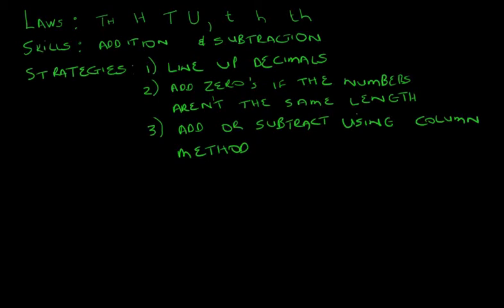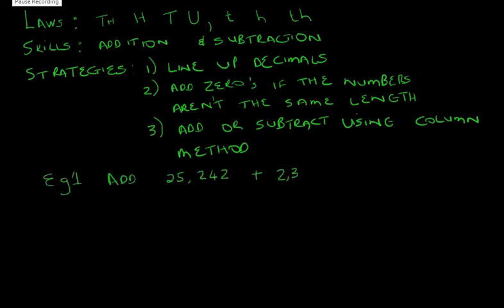So when we add or subtract decimals, the first thing that we'd like to do is line up the decimals. The second thing we are going to do, to prevent confusion when we are adding and subtracting, is add zeros if the numbers aren't the same length. It won't make a difference to your number if it's after the decimal point. And the third thing we are going to do is add or subtract using the column method. Let's have a look at an example.